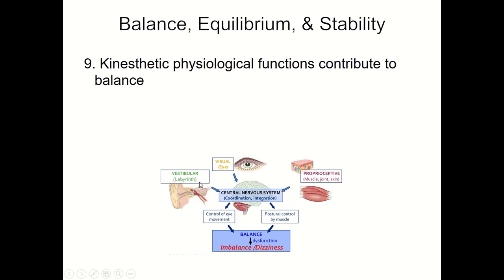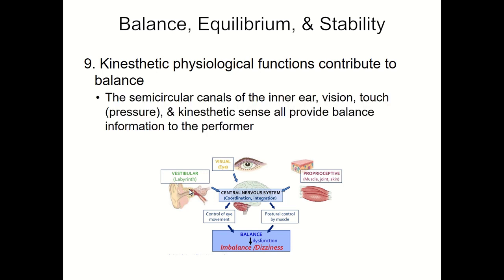And of course, when we have a dysfunction in one or many of these systems, we become imbalanced or we become dizzy. All right, that's why if I make you close your eyes and spin around 10 times, you open your eyes, you try to balance, what happens? You get dizzy. Because I take away vision, and I muck around with your vestibular system's ability to know where it is in space. Okay.